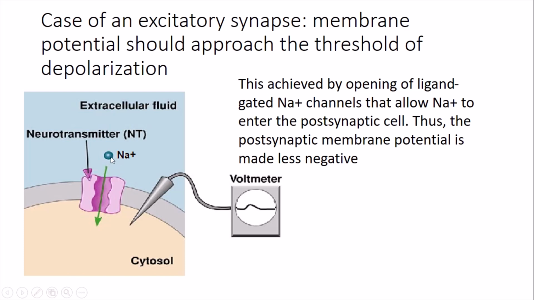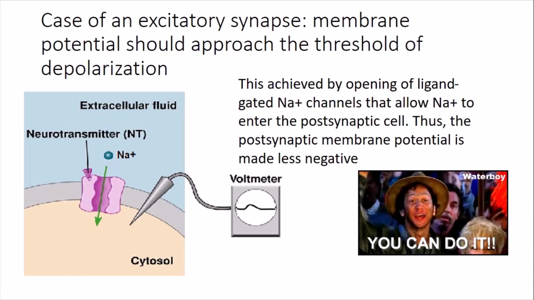Na+ being more outside will enter, making the inside of the neuron of the postsynaptic cell less negative. So you see this wave here, it's exactly a hypopolarization. It's becoming less negative and thus approaching the threshold. So here it's being excited. We are encouraging it to get towards the threshold. So you can do it, yes. Even if it doesn't reach the threshold, it's still excitatory.